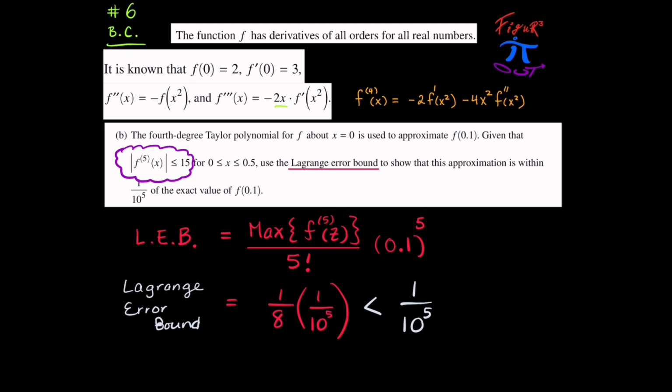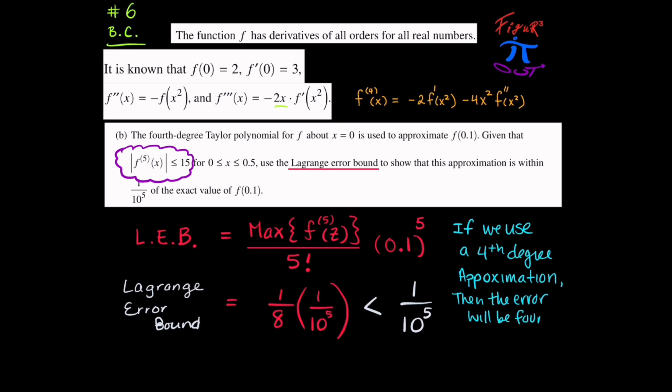So in essence here, the Taylor approximation error can be found in the next order term. Since we found a 4th degree polynomial, the 5th order term is where we can find the maximum amount of error that we can calculate. So if we use a 4th degree approximation, then the error will be found most significant in the 5th order term. And that is why they use the 5th derivative in this particular Lagrange error bound.